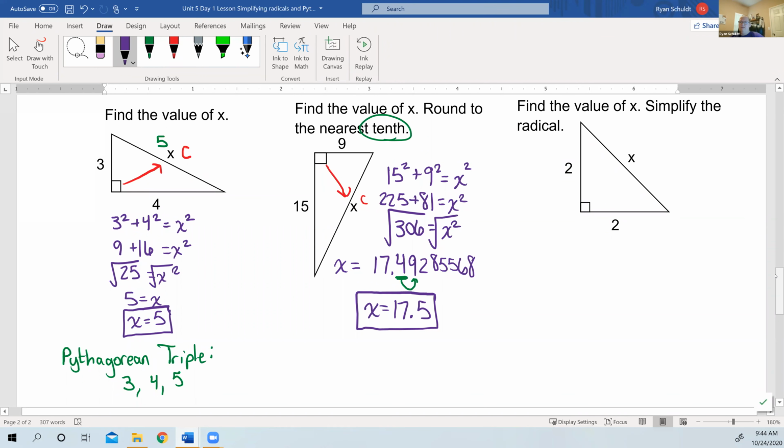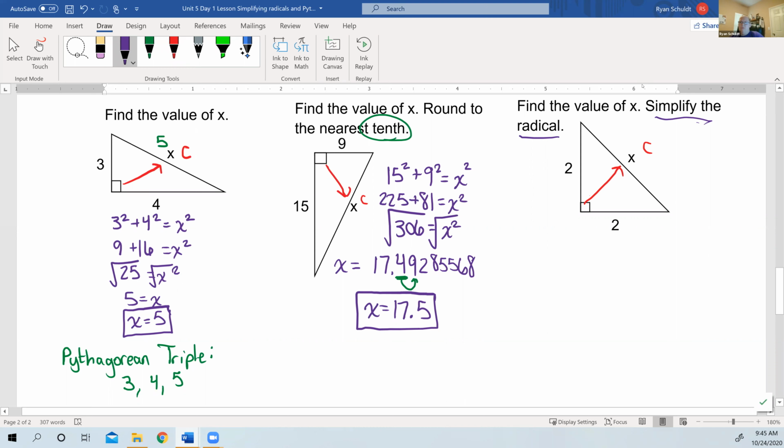Okay, next one. Find the value of x. Simplify the radical. If you give me this answer as a decimal, I'm taking points off. It doesn't tell you to do it that way. We have to simplify the radical like we did at the beginning of the notes. So if we look, make sure we know what side the x is. It's our c.